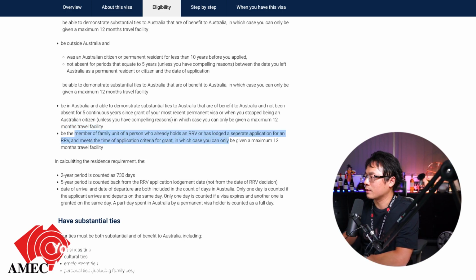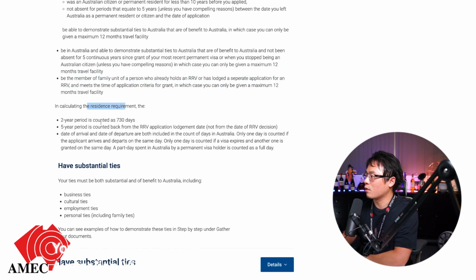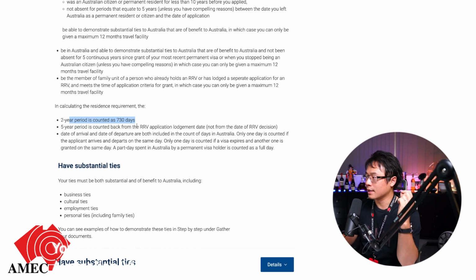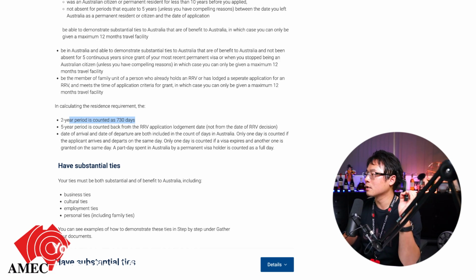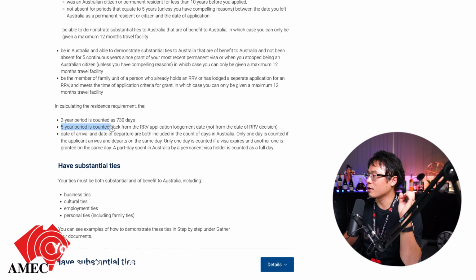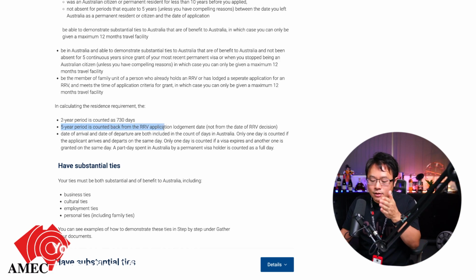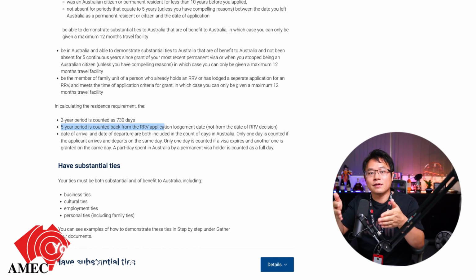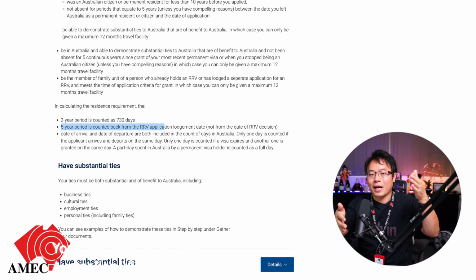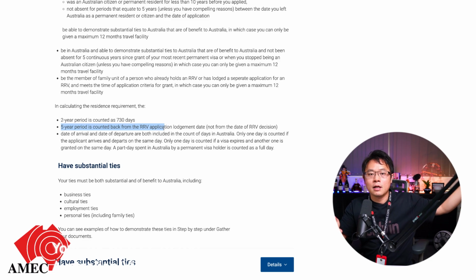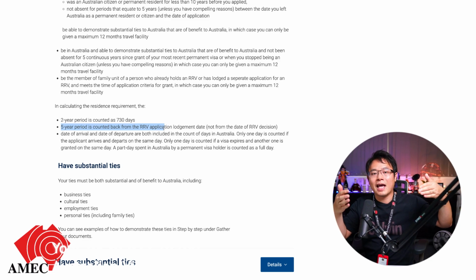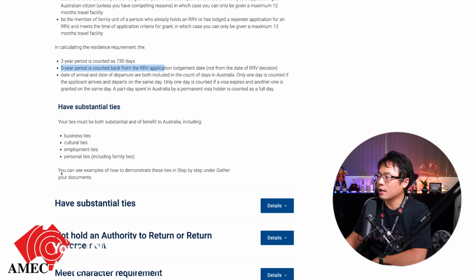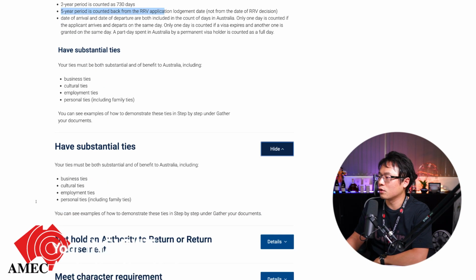In calculating the residency requirement, here we go, that's 730 days, which equates to what I just said. It's a 5-year period counting back, so if you are applying today, on the 24th of December 2021, it counts back 5 years, and then sees within these 5 years how many days you actually were in Australia. Now substantial ties, there's a lot. Let's jump in there and have a look.